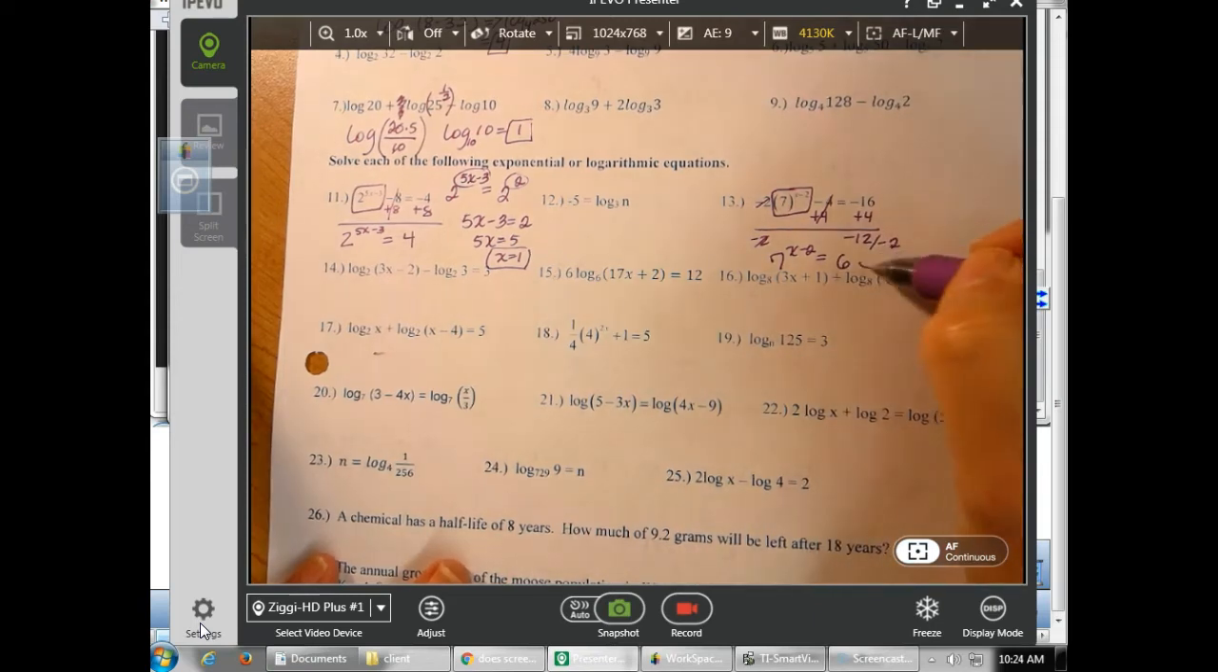Now, how do we finish from here? We're going to take the log of both sides. So log of 7 to the x minus 2 is equal to log of 6. And then that allows me to bring the x minus 2 out front as multiplication. Use parentheses here.